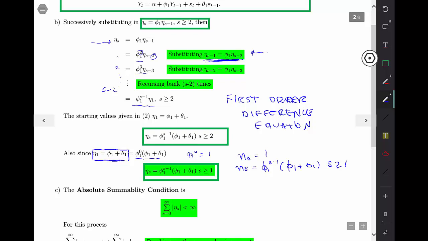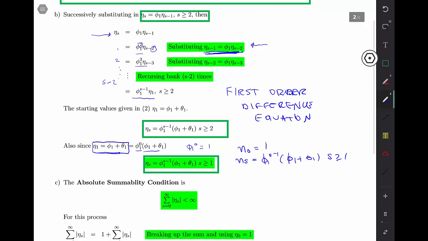So if you look in the lecture notes, this is exactly the MA infinity representation which we derived for the ARMA 1-1 model. We've just done it in a slightly different way. We've seen that the ARMA 1-1 coefficients satisfy this difference equation, so they're both doing the exact same thing. We could have got here just by back substituting again and again, as we did in the lecture.